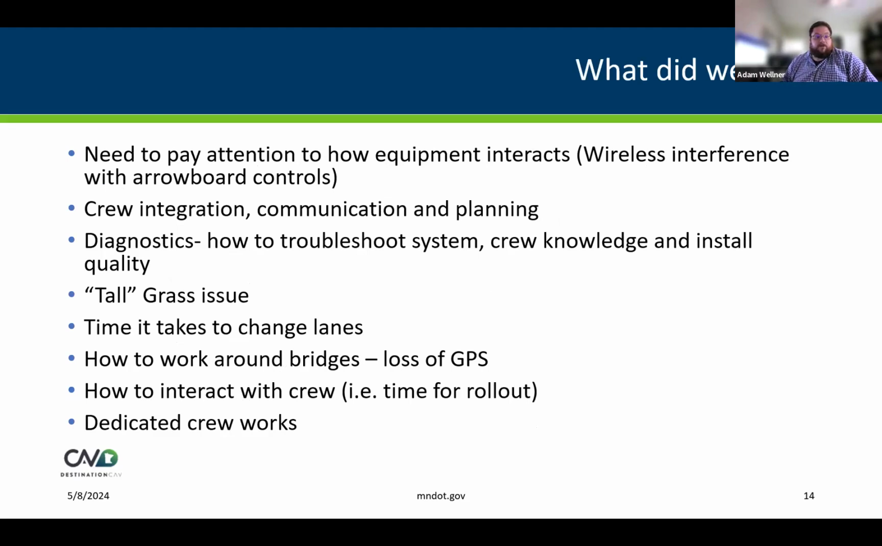So what did we learn? We learned some more great things that weren't necessarily the things we went out to learn, but that's kind of how this project is set up. One of the things we figured out is we need to pay attention to how all of the equipment on our vehicles interacts. We have a lot of stuff on these trucks.